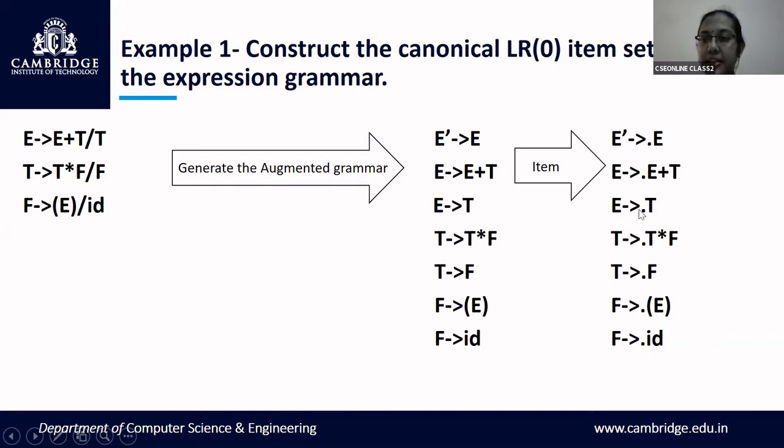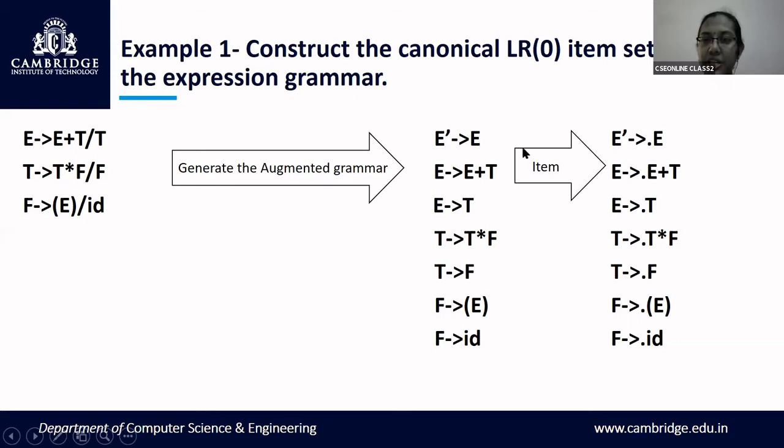Okay. When there is a dot on the right hand side of the production rule, it is called an item. When you have more than one such item, it is called an item set. It is a set of items. So here, it is a set of items where the right hand side of the production rule has a dot. And what does it mean?